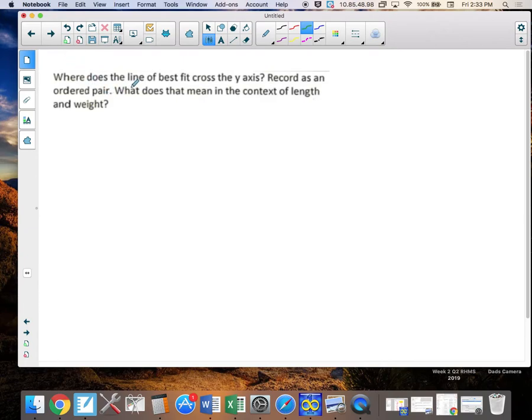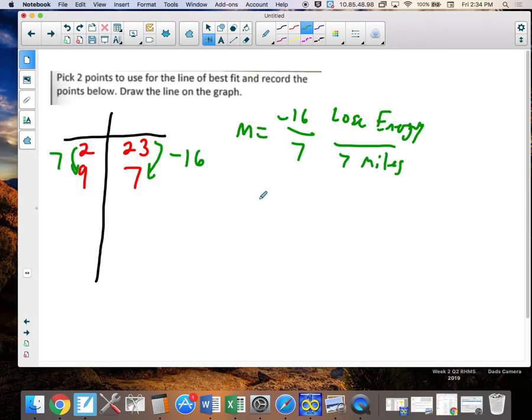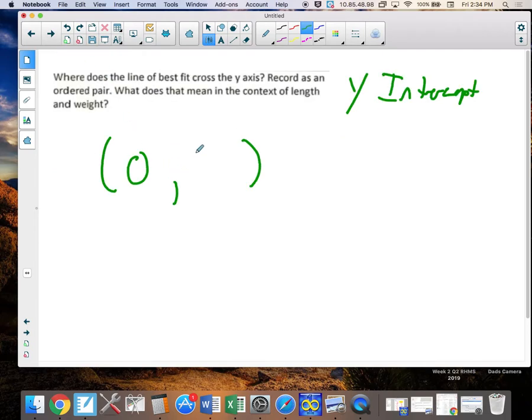Cool. Where does the line cross the y-axis? So again, looking for that y-intercept. Need to record it as an ordered pair. 0, something. So let's go look at our graph. 0, well, that's 28. It's almost perfectly 28. So we're going to go with 28. That's next page.